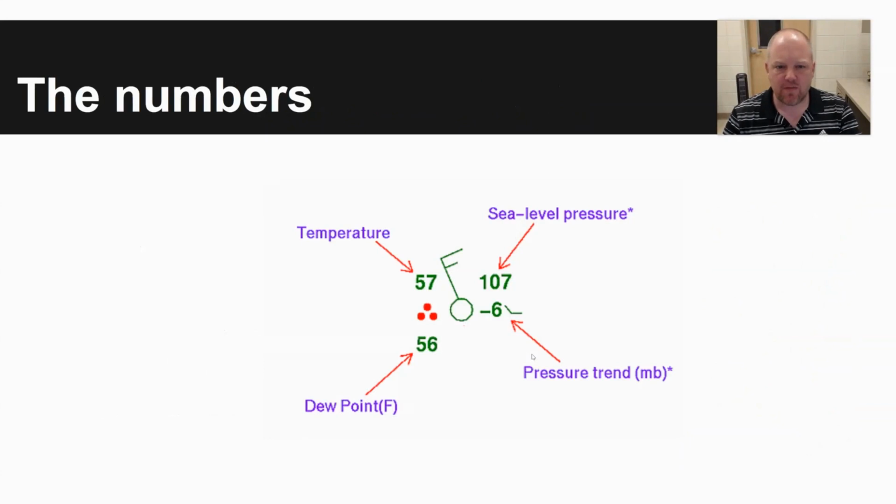The numbers. There are 3 or 4 different numbers that you will see on station models. In the top left corner, you have temperature. What is the current temperature? The bottom left, you have the dew point. So what is the temperature at which you'll likely start seeing some precipitation? The top right, you see sea level pressure. It can be measured in all sorts of different units.